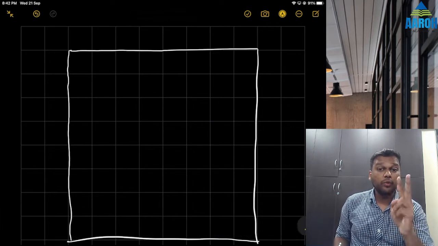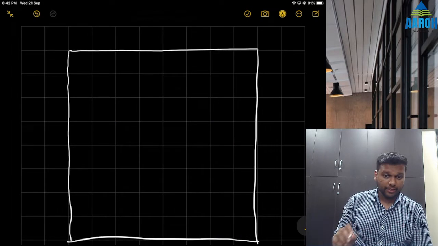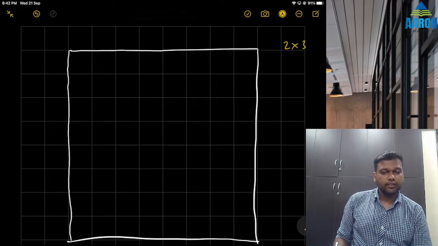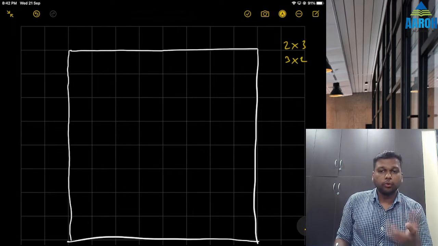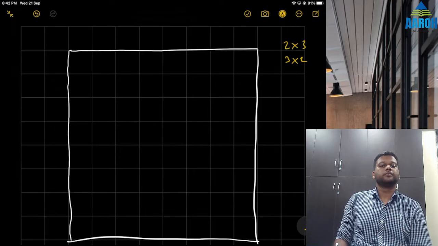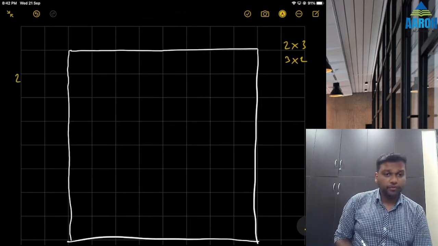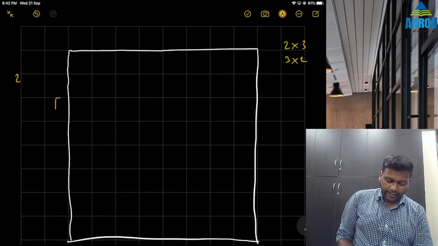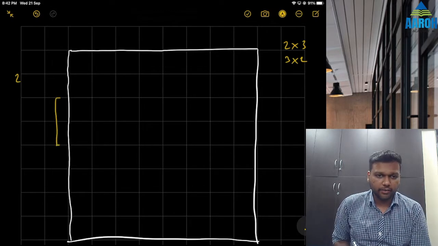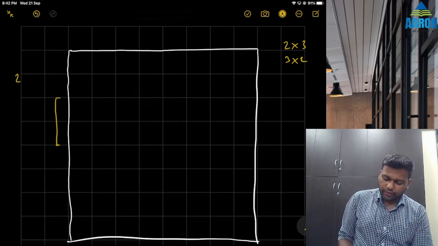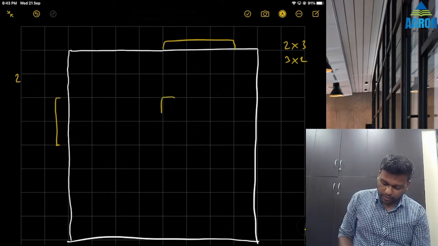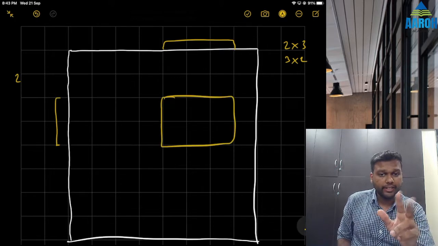Now we can have two ways of preparing a rectangle. One has height 2 and width 3, so 2 by 3. Another will be 3 by 2, because both are 2 by 3 in short. Now if we want a height of 2, we have to select any two adjacent squares. For a width of 3, we have to select any 3 squares, and the intersection of them will be our rectangle. Concentrate.